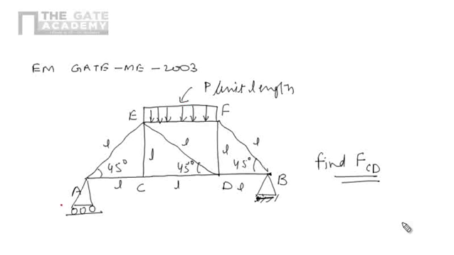So now, first find the reaction at the support. This one is roller support, there will be a reaction RA, and this one is hinge support, so there will be two reactions, horizontal and vertical. But in the given truss there is no horizontal force, so there will be no horizontal reaction. That's why I am showing only vertical reaction, it is RB.